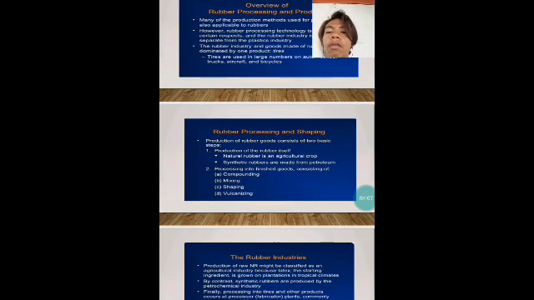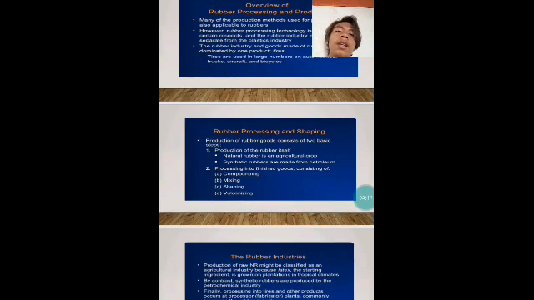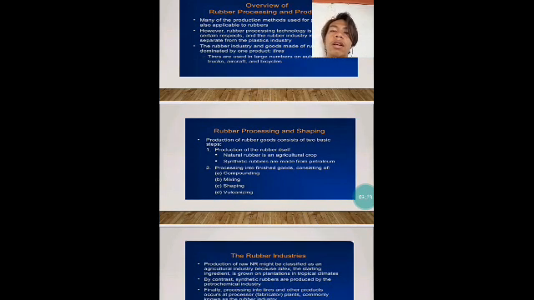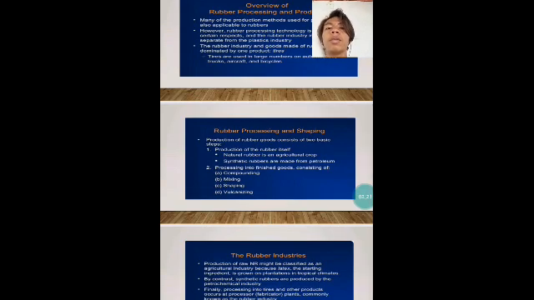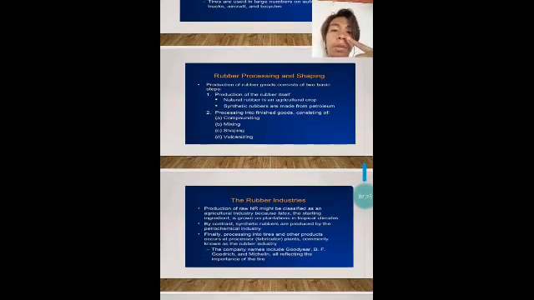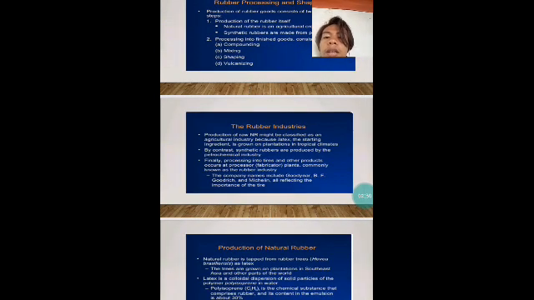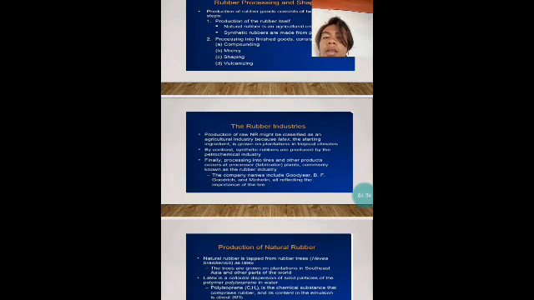Processing into finished goods consists of compounding, mixing, shaping, and vulcanizing. So these are the steps to make rubber. We are talking about how rubber is made. The rubber industry's production of raw natural rubber might be classified as an agricultural industry because latex, the starting ingredient, is grown on plantations in tropical climates.